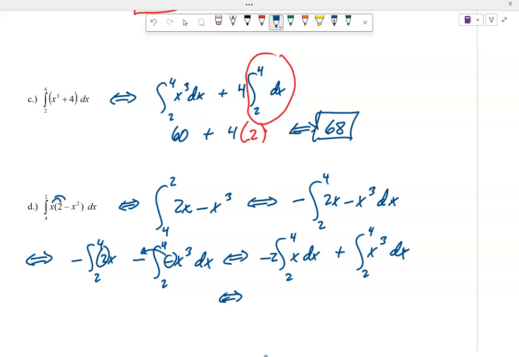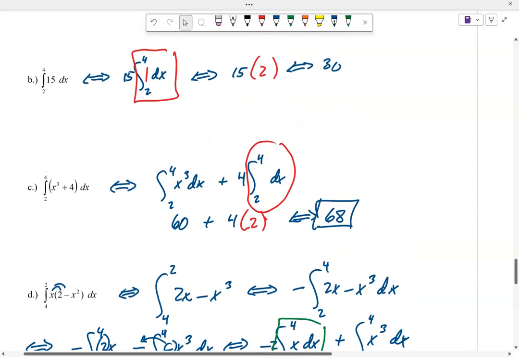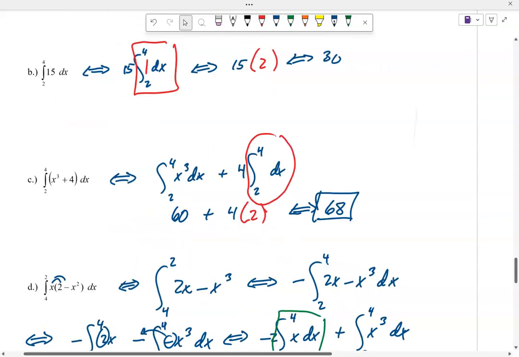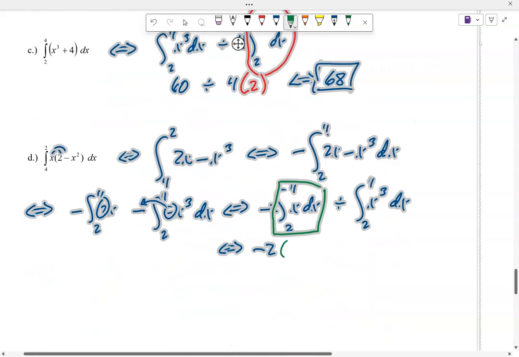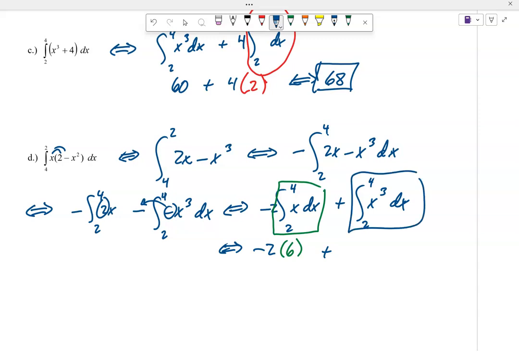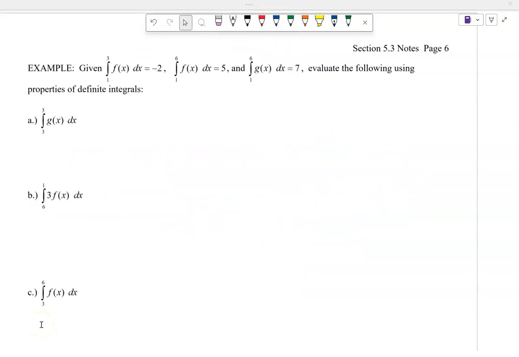So I've got negative 2, and then I look this up, the integral from 2 to 4 of x dx up here is 6. That's 6. So times 6 plus, then I look up the integral from 2 to 4 of x cubed, and that tells us that was 60. So I got negative 12 plus 60. Looks like we end up with 48 for this one. This would be a great you try problem.